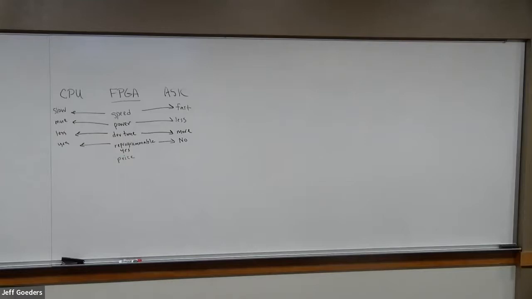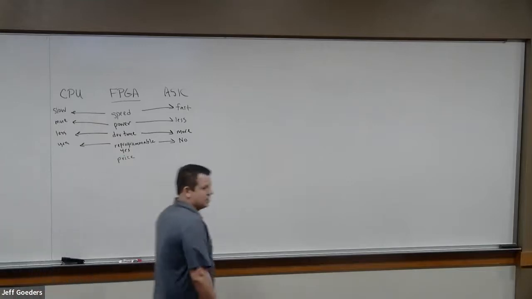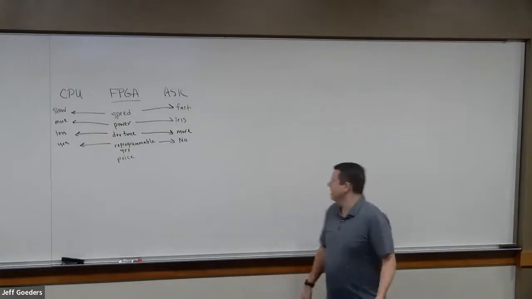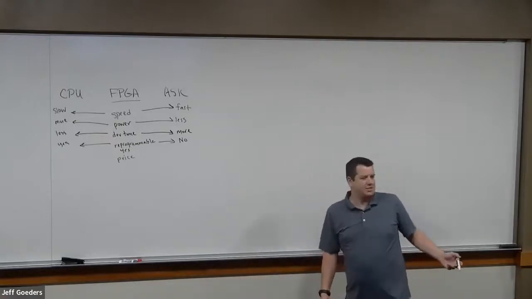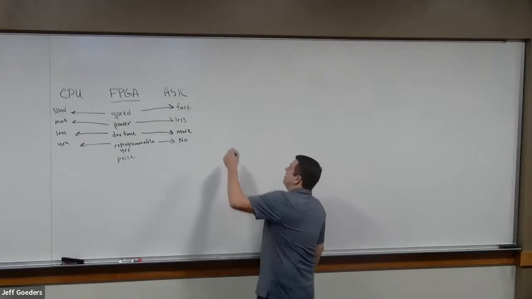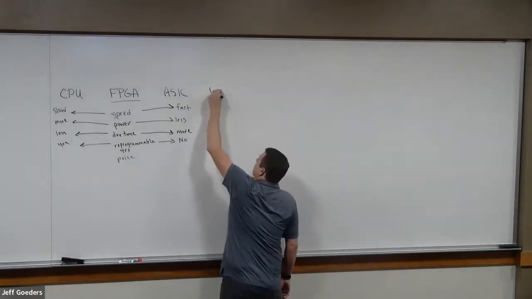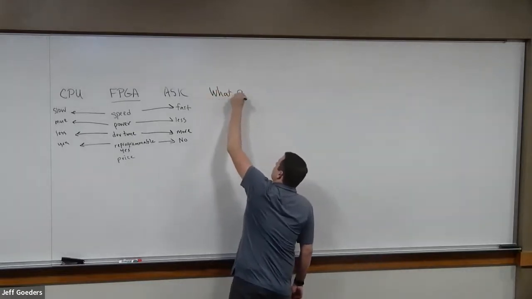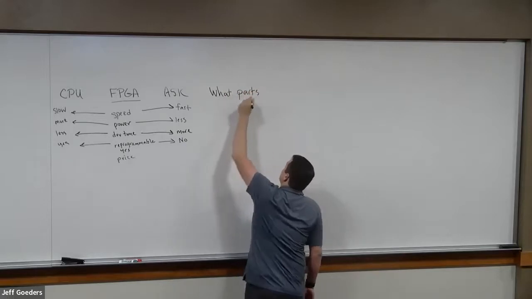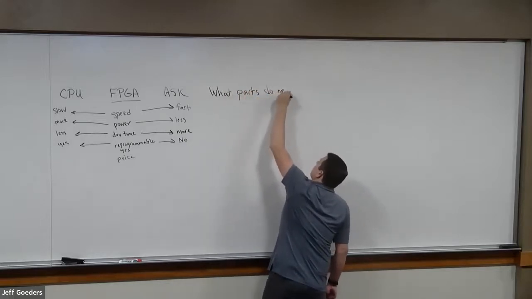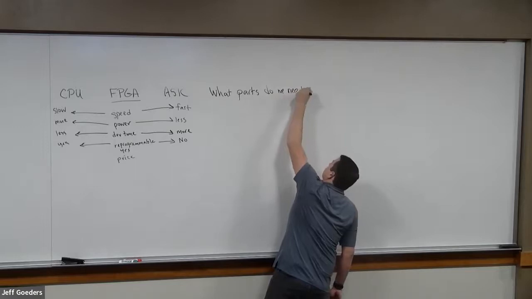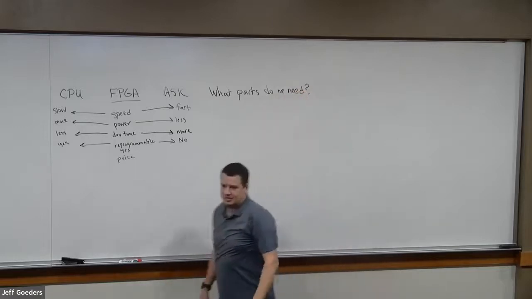Okay, so next part of my talk here, let's make an FPGA. We're going to make something that can make any digital circuit. So essentially, what parts do we need? We're going to go back in time. When was the first FPGA made?